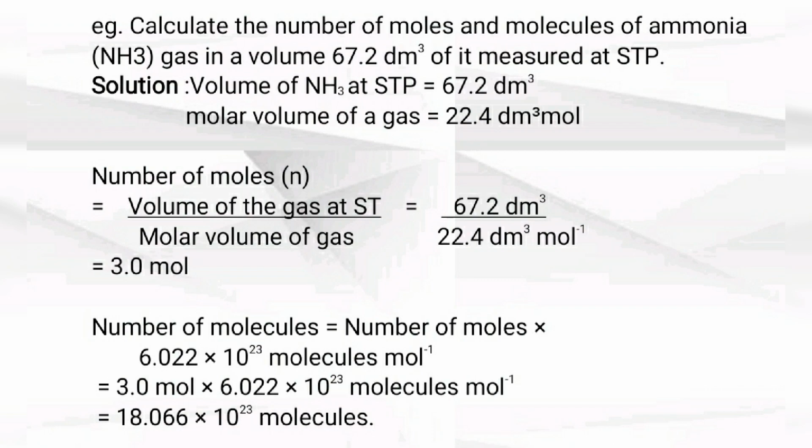Now, to calculate the number of molecules, the number of molecules equals number of moles into Avogadro number. The number of moles is 3 into Avogadro number. So, the result will be 18.066 into 10 raised to power 23 molecules. So, in this way, we have completed our first chapter, some basic concepts of chemistry. Whenever we are studying chemistry, we need to know what the mole, atomic mass, average atomic mass, molecular mass, and molar gas volume are, and their different formulae. So, in this way, we have completed it.